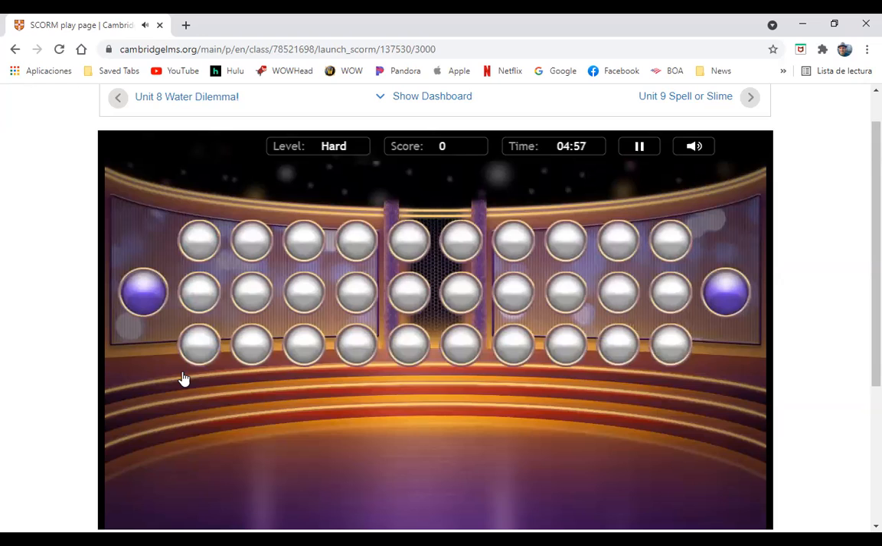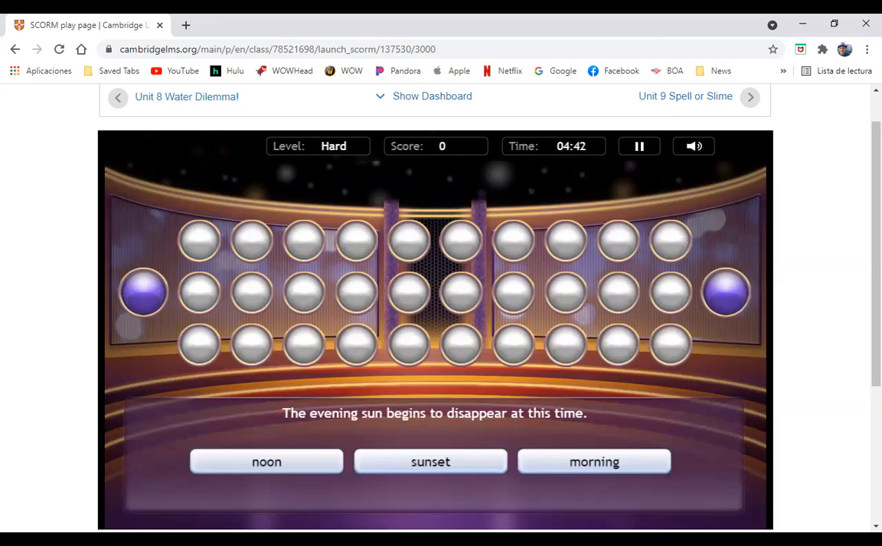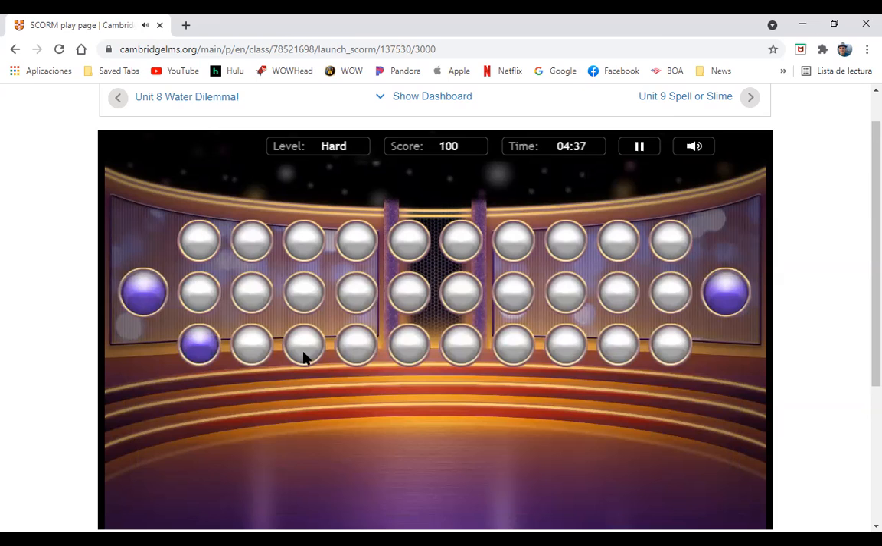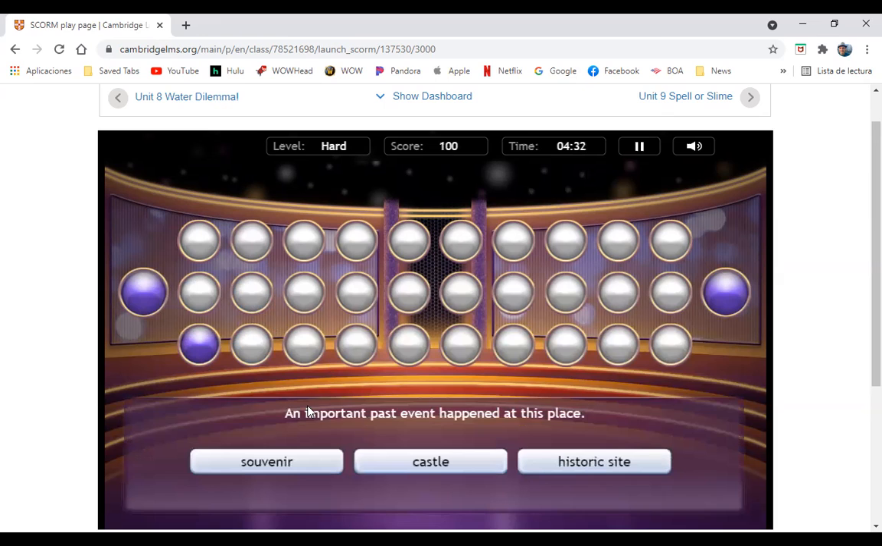One, two, three. You choose. One, two, three. Three. The evening sun begins to disappear at this time. Sunset. Two or three? Two. An important past event happened in this place. An important past event happened in this place? Castle? No.